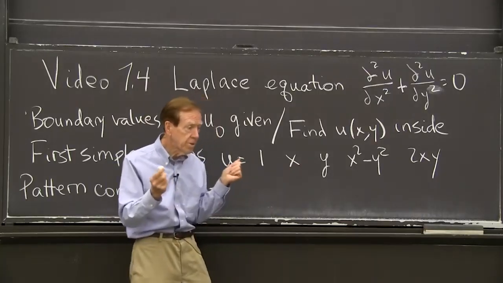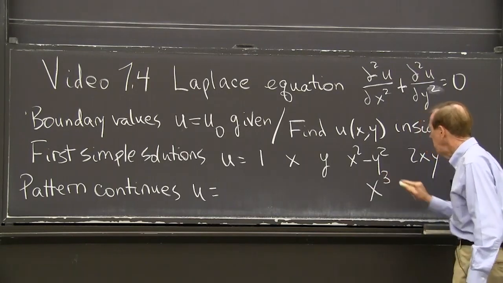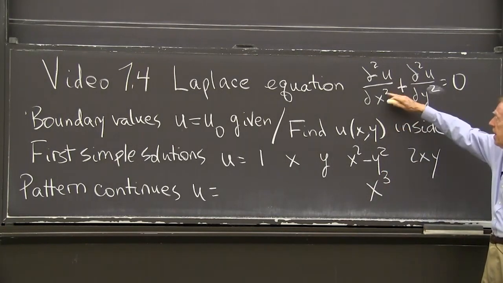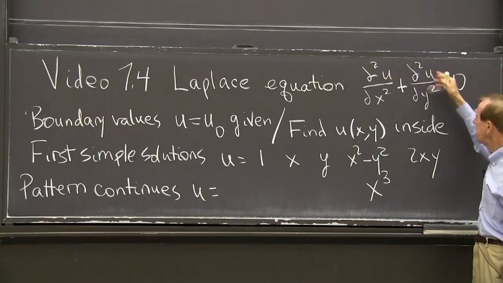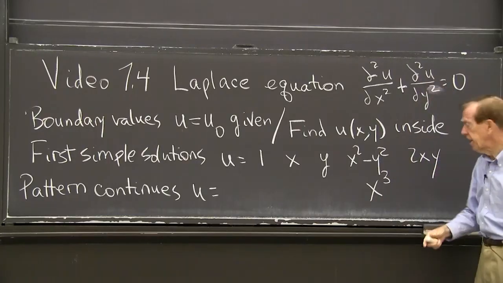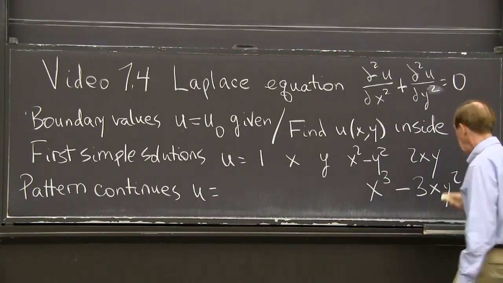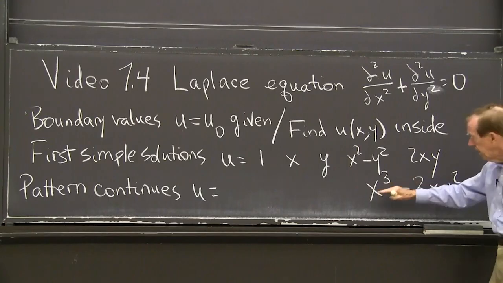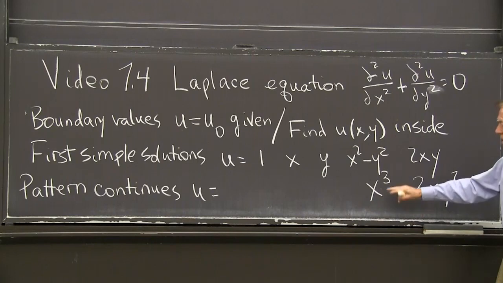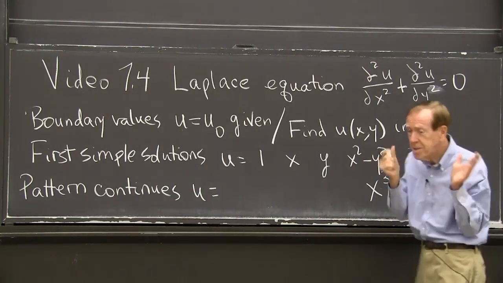Let me spot the cubic ones. x cubed. If I start with x cubed, of course, the second x derivative is 6x. So I need the second y derivative to be minus 6x. And I think minus 3x y squared does it. The second derivative in y is 2 times the minus 3x, which is minus 6x, cancels the 6x from the second derivative there, and it works. So that fits the pattern, but what is the pattern?